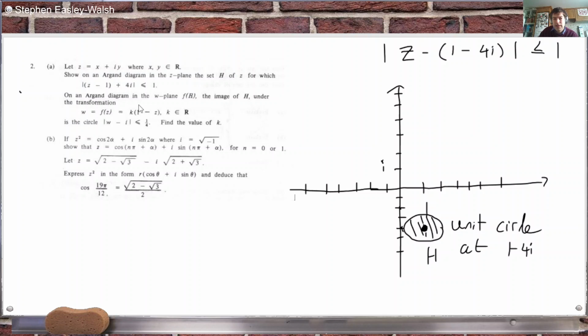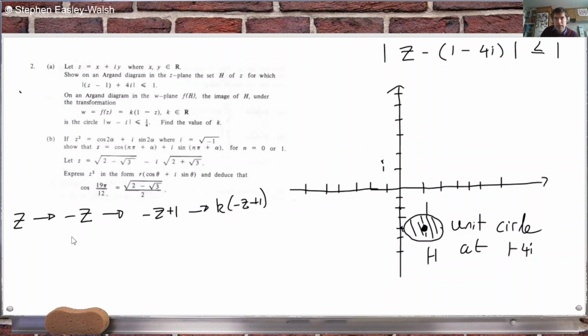Now show on the Argand diagram in the W plane, the image of H under the transformation. I'll just use the same diagram here. So what's happening here? Let's just have a look. f(z): firstly, the z gets multiplied by minus 1. And then you add 1 to it. And then you multiply it by k.